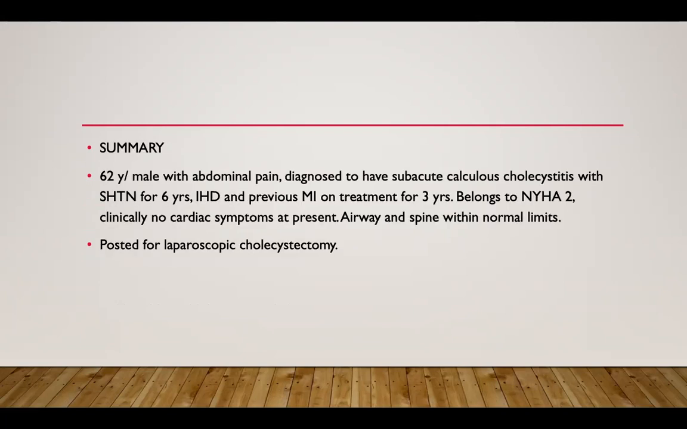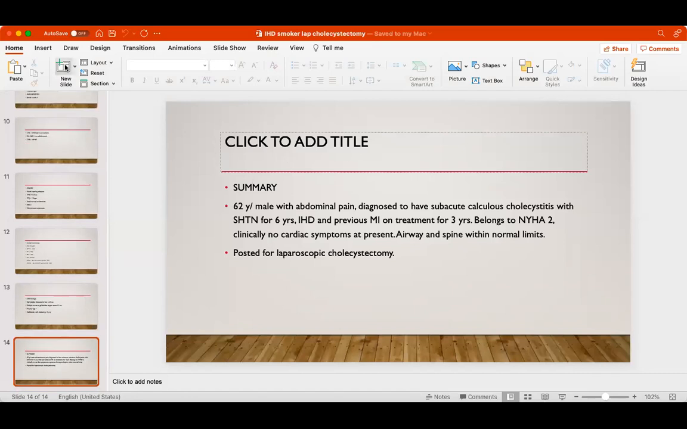To summarize, here is a 62-year-old male with abdominal pain, diagnosed to have subacute calculous cholecystitis, with hypertension for 6 years, ischemic heart disease, previous MI on treatment for the past 4 years. He belongs to NYHA class 2, and clinically there are no cardiac symptoms, and airway and spine are within normal limits. He is posted for lap cholecystectomy.